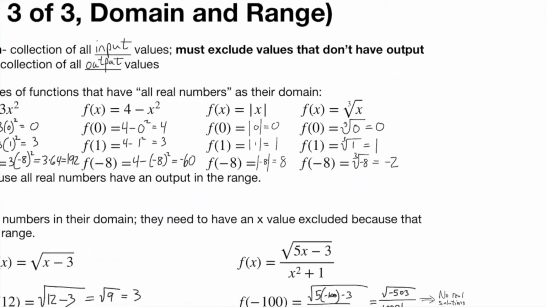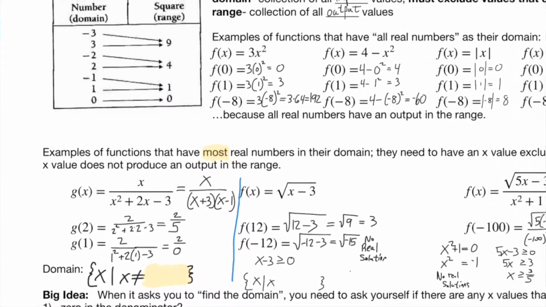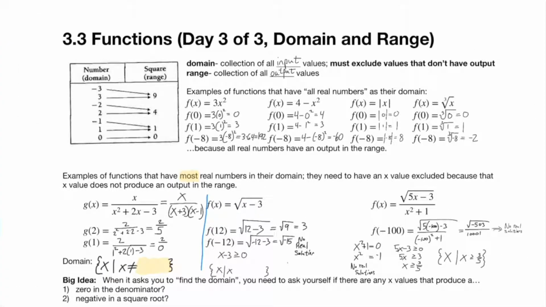Where this gets a little tricky is when you have functions that don't produce output. Here are some examples of functions that have most real numbers in their domain, or many real numbers in their domain. They need to have an x value excluded because that x value does not produce an output in their range. Let me show you what I mean.